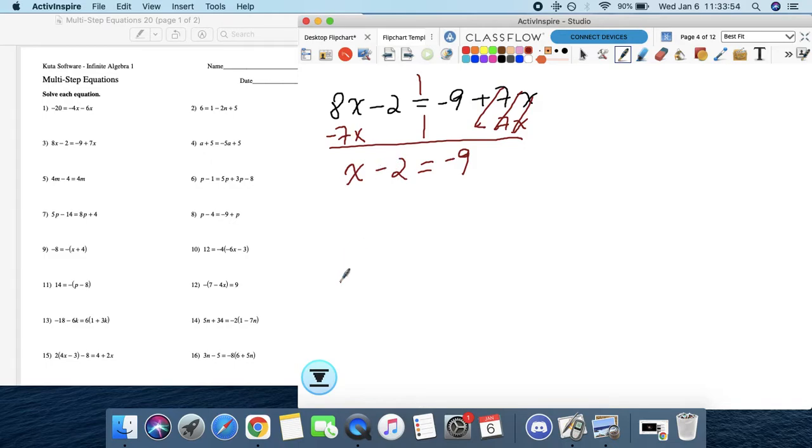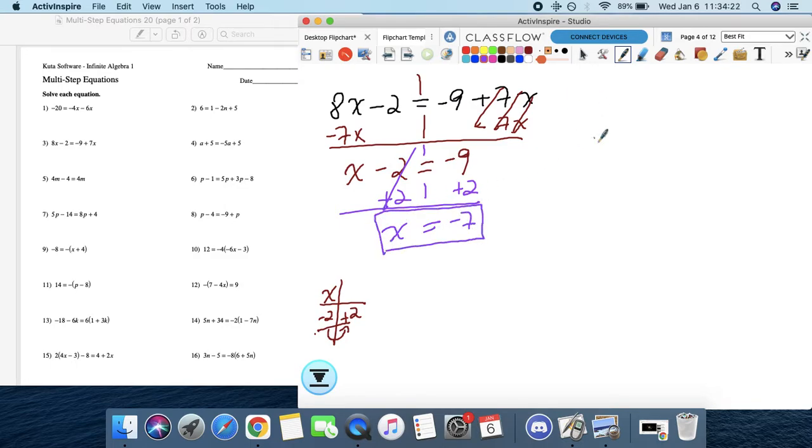So if you do your story, what's my variable? It's x. What's happening to it? Well, nothing's being multiplied to it, but subtract 2. So the only thing we have to do is add 2 to both sides. Plus 2, plus 2. Cross that out. x comes down, and negative 9 plus 2 is negative 7. So there's my answer. This one's actually an easy one.